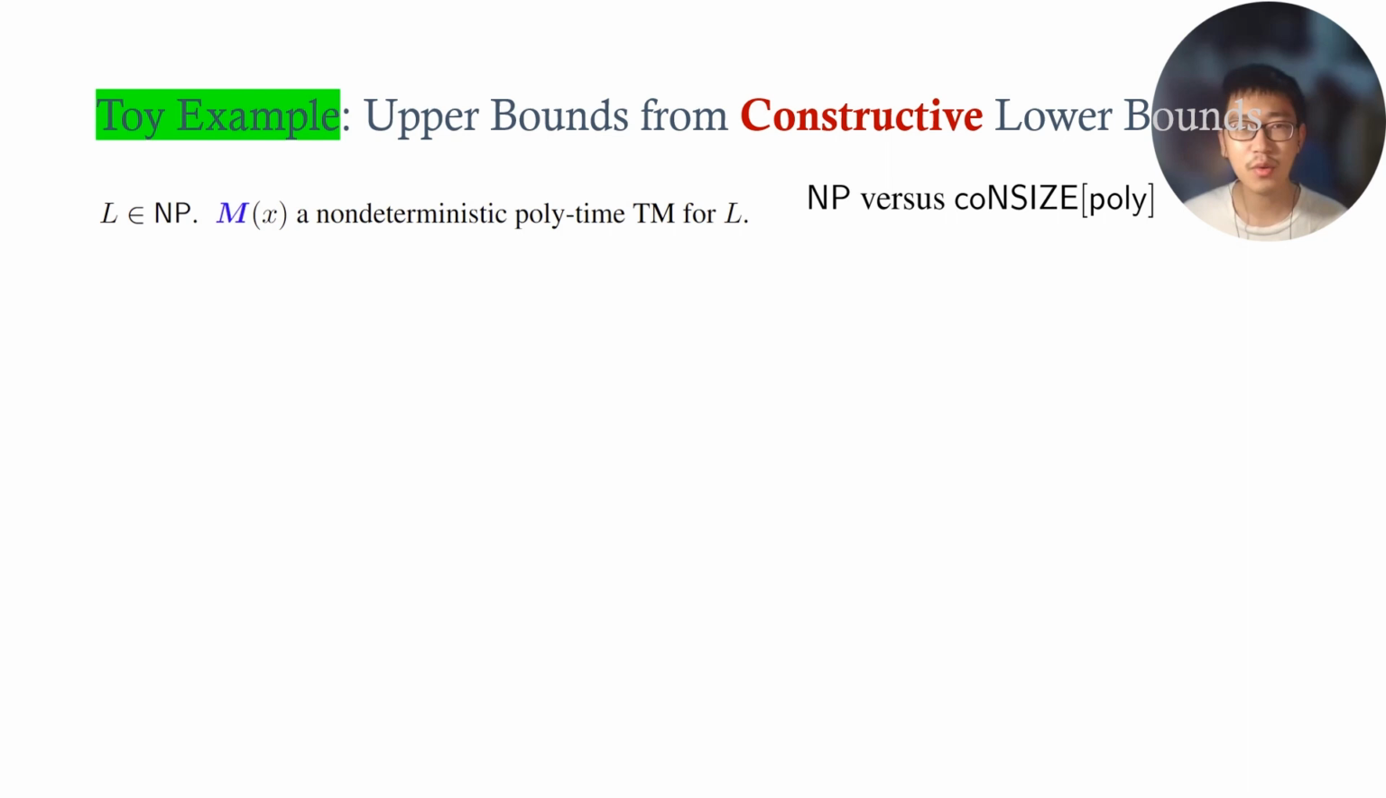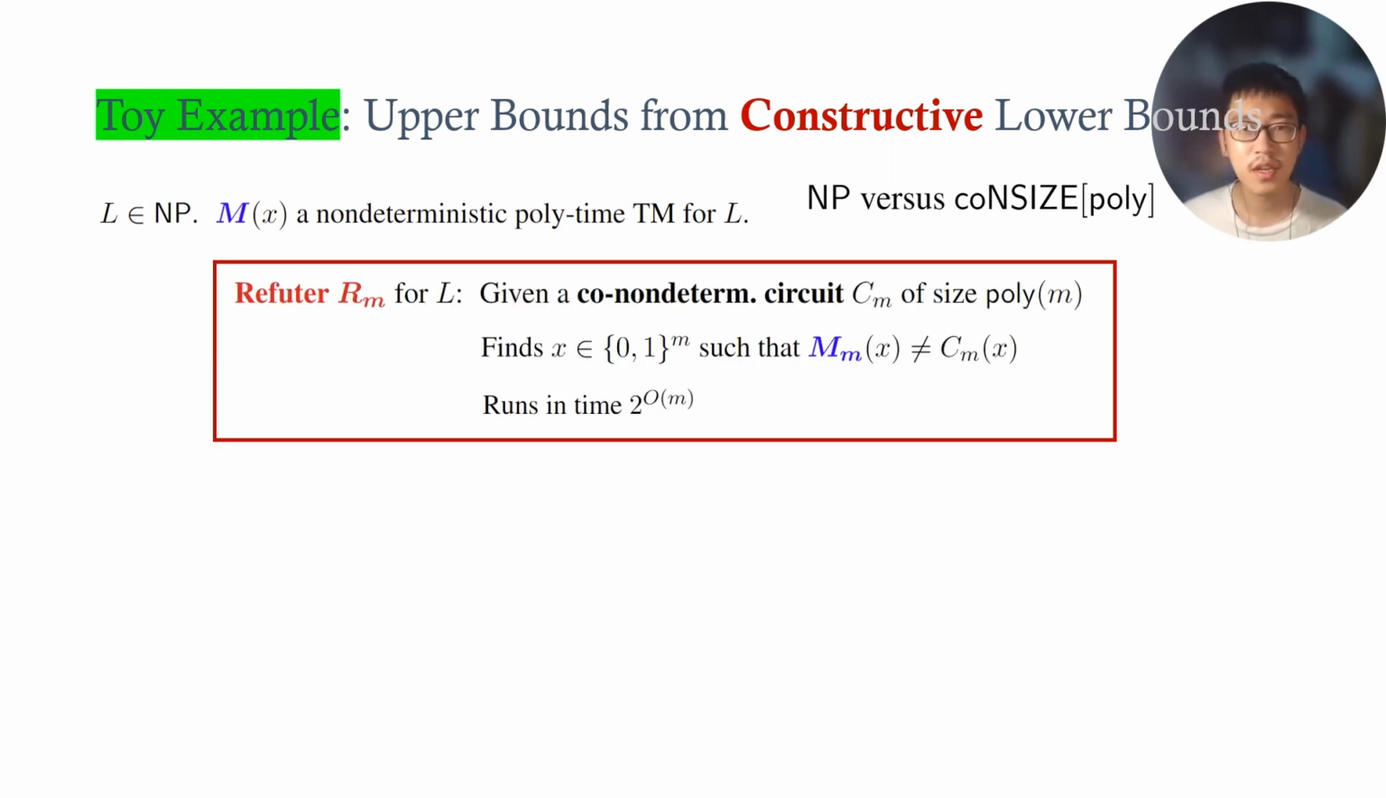Let L be a language in NP and M be a non-deterministic algorithm for L. Suppose that the lower bound we prove is NP is not in coNP/poly. A constructive proof of the lower bound will yield a refuter R_m, such that given a co-non-deterministic circuit C_m of size poly(m), which is supposed to solve this language L, it finds an input x of length m on which M and C_m differ, which means that it fails on this input x. The algorithm refuter should run in time 2^O(m), which is polynomial in the bit length to describe the lower bound.